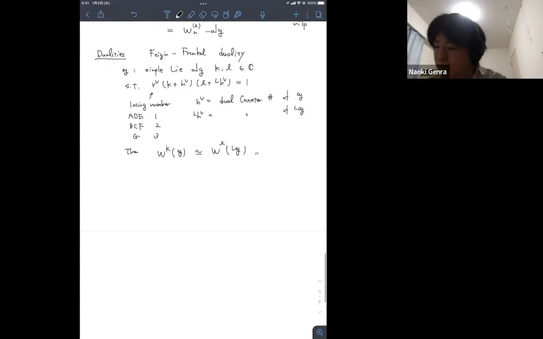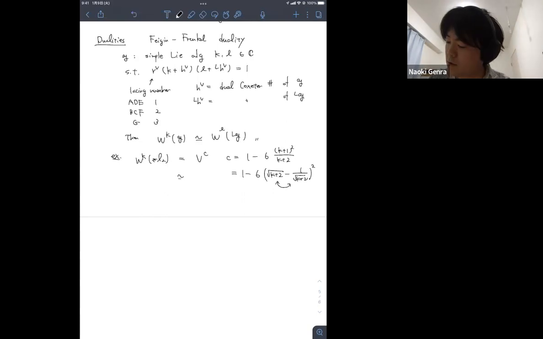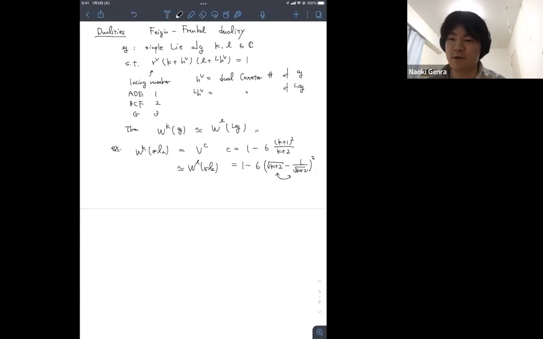For example, the Virasoro case is very trivial. W^k(sl_2) equals the Virasoro vertex algebra, but now the central charge c is given by this relation, and we can read the latter part as (k+2) minus 1 over (k+2), squared. Changing k and l means swapping these two elements, which induces W^l(sl_2). This means the central charge does not change if you change k and l. So this is in some sense a trivial isomorphism, but from the definition, this isomorphism is not free.